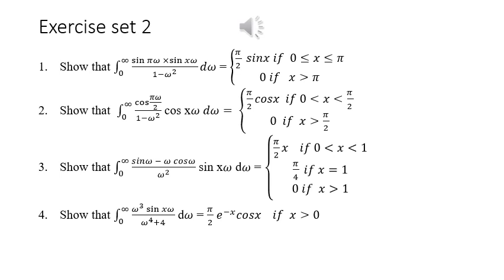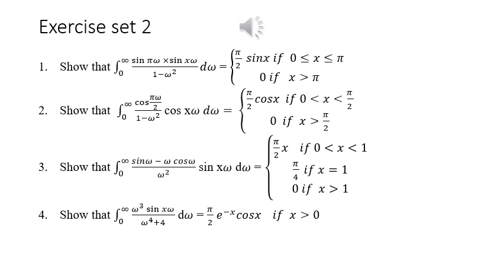Second, we are having the presence of cos x omega, so it is better to take the Fourier cosine integral. And the function will be cos x. Third one, here also we are having the presence of sine x omega, so we have to take the Fourier sine integral representation. The function is x for 0 less than x less than 1 and 0 if x greater than 1.